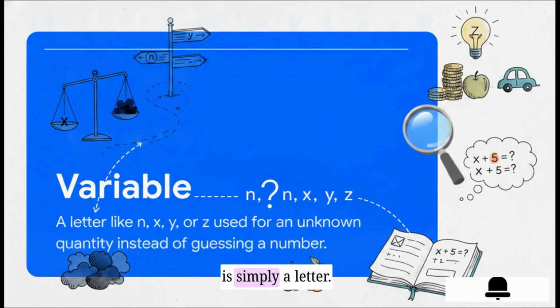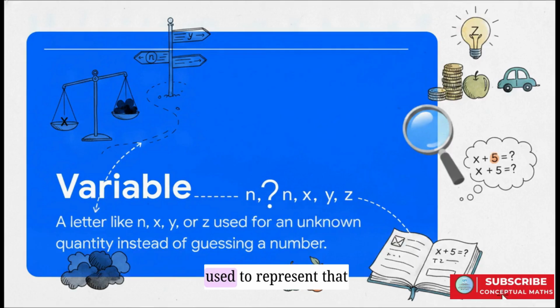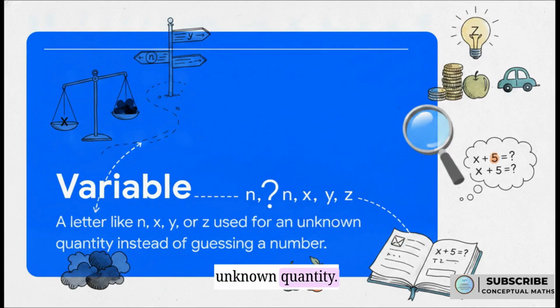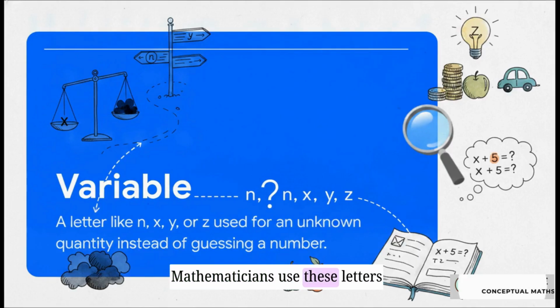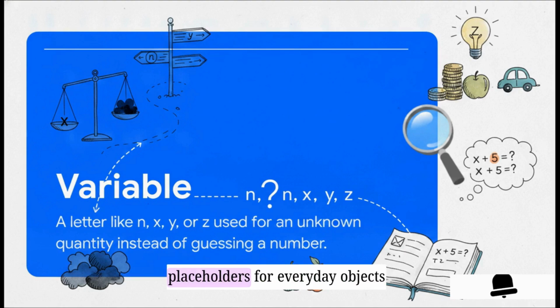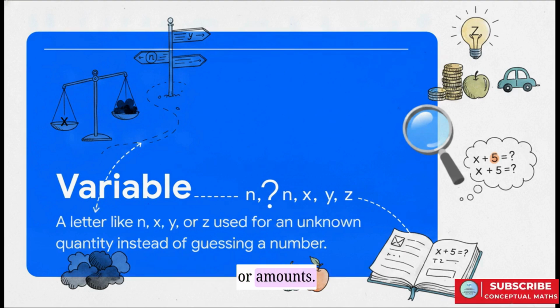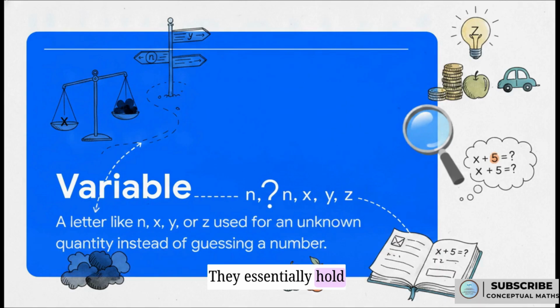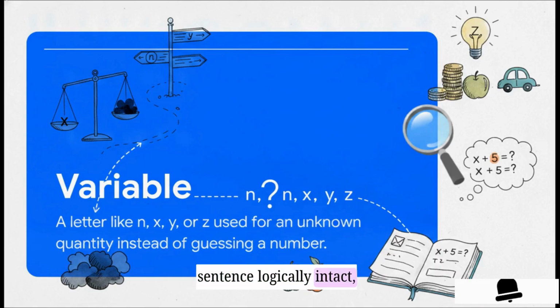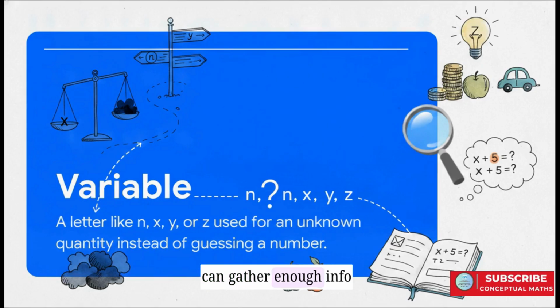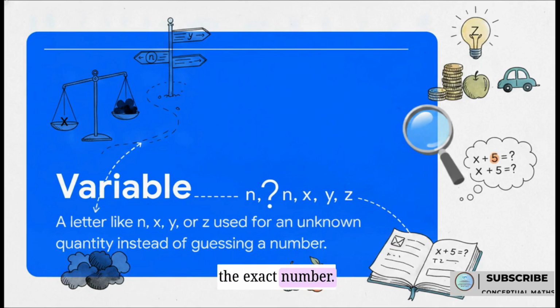A variable is simply a letter, like n, x, y, or z, used to represent that unknown quantity. Mathematicians use these letters to act as rock-solid placeholders for everyday objects or amounts. They essentially hold the space, keeping the whole mathematical sentence logically intact, at least until we can gather enough info to figure out the exact number.